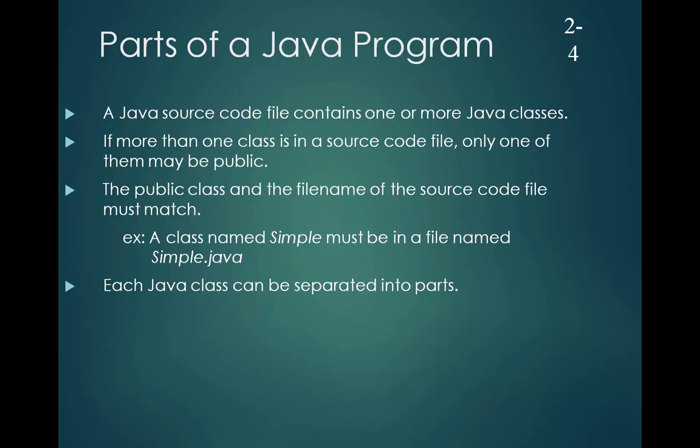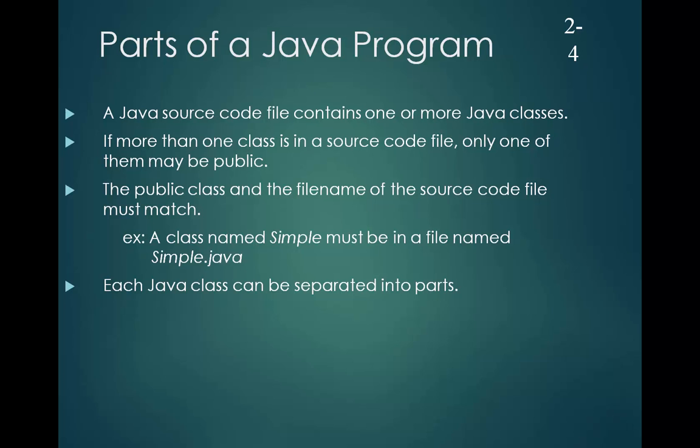So a Java source code file, which you'll have had some experience with by now because you'll have had lab, contains one or more Java classes. And we'll talk a little bit more about what a class is when we get to the part discussing the object-oriented paradigm. But a class is essentially a way of grouping functionality in a program and the data that allows you to accomplish that functionality.